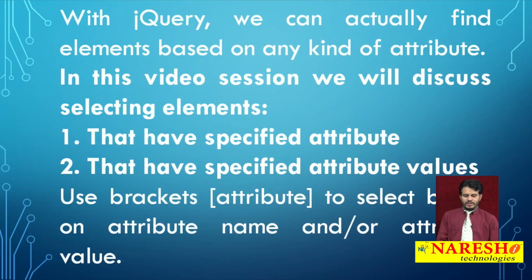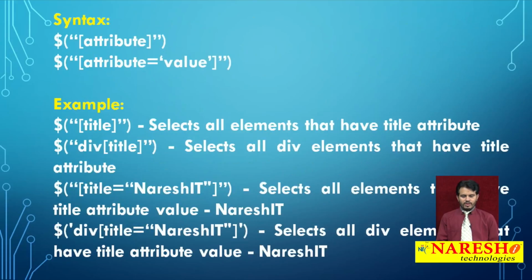We have to use brackets. In the square bracket open and square bracket close, we will write the attribute. Whichever element is available in the HTML document with this specified attribute, those elements will be selected. So use square brackets, specified with the attribute in HTML DOM elements, to select based on the attribute name and or attribute value. In this video session we are going to discuss both the attribute and its value, with examples.